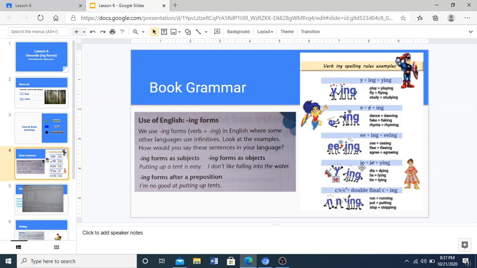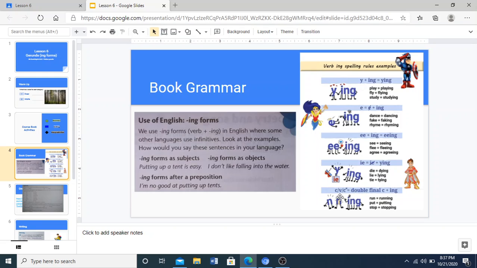Here, if the word ends in ie, you eliminate the ie and you introduce -ing to the remaining word. The word die becomes dying. The ie is removed and you replace it with ying. Lie changes to lying, and tie changes to tying.